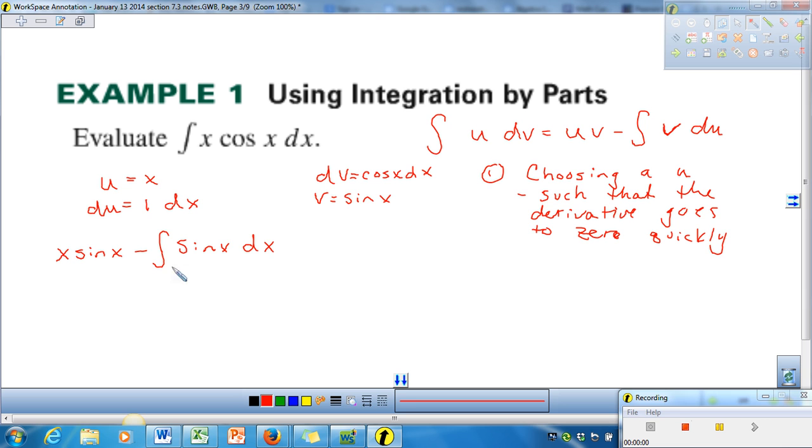So why is it helpful to have this? What's the deal with this integral of sine x? Do we know how to take that integral? It's an easy integral, right? So now we have an easy integral to solve. So we have x sine x minus, what is the antiderivative of sine? Negative cosine. So we get x sine x plus cosine x plus c. And there is our solution.